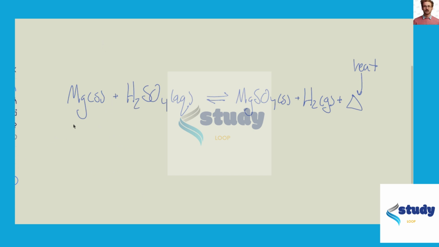Okay, so we have the following reaction, and it has reached equilibrium. Basically, we have solid magnesium reacting with sulfuric acid to form magnesium sulfate. Actually, this is aqueous. And hydrogen gas, as well as heat, which you can put as a triangle.